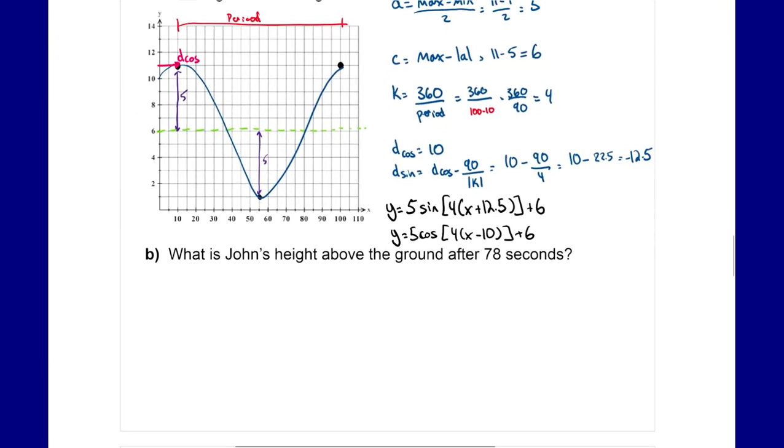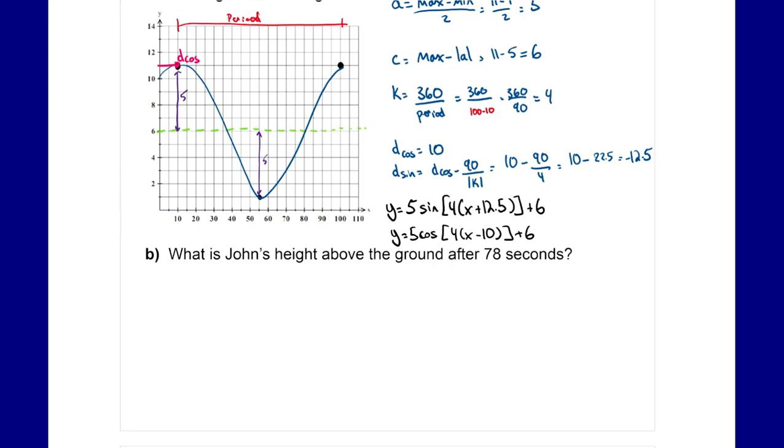B is asking, what is John's height above the ground after 78 seconds? Right, so here, once we have a specific value, we could go to our graph and say, okay, where is roughly 78? Okay, 78 is roughly about here. Let's go up to see where we hit our graph, but we haven't drawn our graph accurately anyways. We've only sketched it, so that doesn't help. But we do have an equation, right? And it doesn't really matter which one we use.